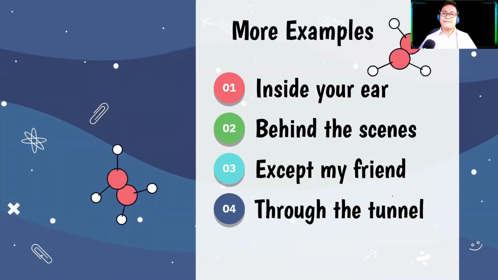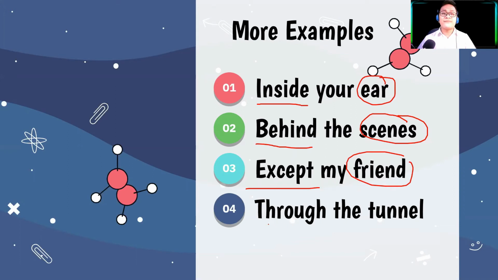Here are more examples. So we have here, inside your ear. The preposition here is the word inside. Then the object of the preposition is ear. Number 2, behind the scenes. The preposition here is behind, and then the object is scenes. Next, except my friend. The preposition is except, and then the object of the preposition is my friend. Through the tunnel. That's number 4. The preposition is through, and then the object is the tunnel.